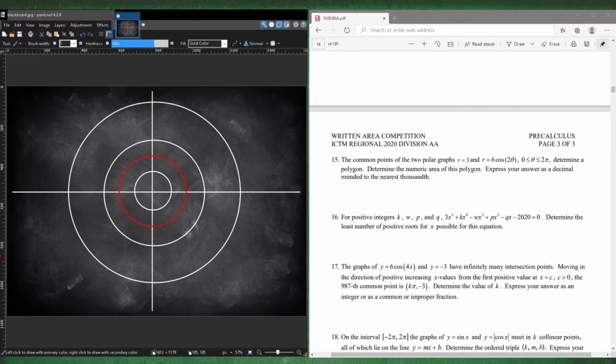So let's actually start labeling some stuff first. So let's say our first inner circle is radius 2. And this circle is radius 4, and this circle is radius 6. And this circle is radius 3 from our equation, but we don't really need to label that because we know it's 3. And then we have another equation, which is the radius is equal to 6 times cosine of 2 theta. So this is going to be a rose, and how it kind of looks is something like this, like some kind of rose.